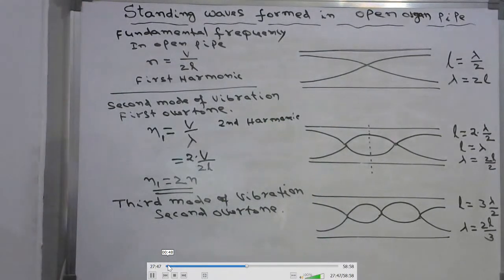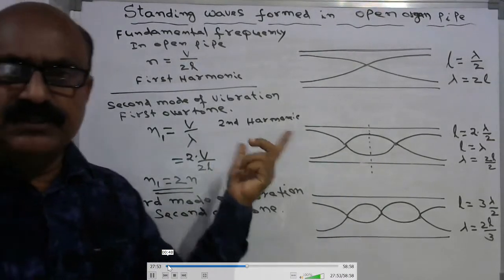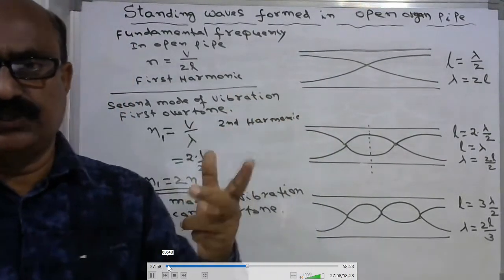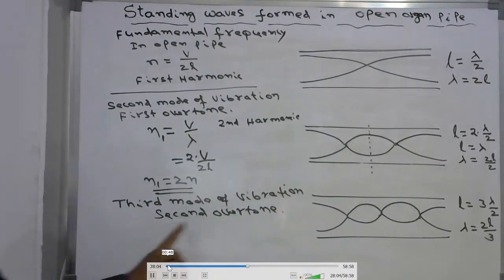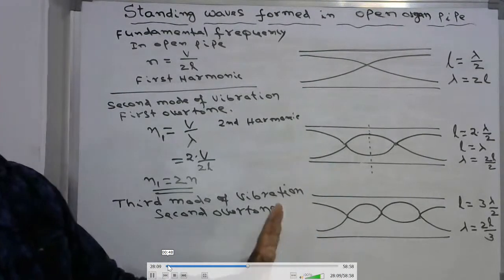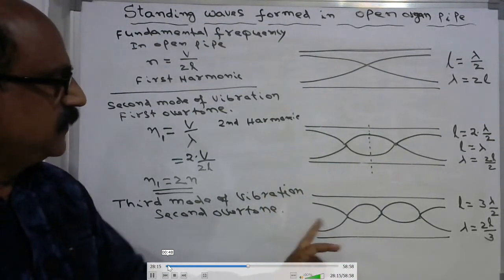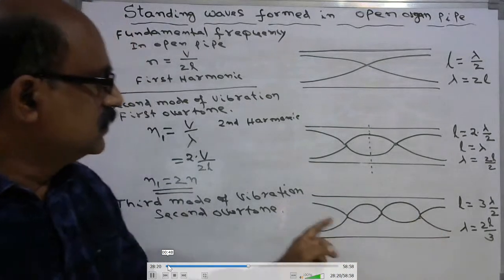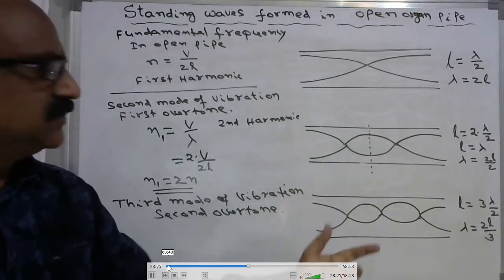Now, the second harmonic is available in the case of the open pipe, but the second harmonic is not available in the case of the closed pipe. That is the difference between these two. And in the third mode of vibration, this is what is called second overtone. In this case, you see the degree of freedom is always maximum at both the ends. So here it forms antinode, node, antinode, node, antinode, node, and antinode. So 4 antinodes and 3 nodes are formed in this case.